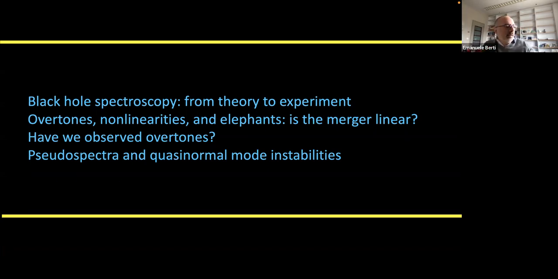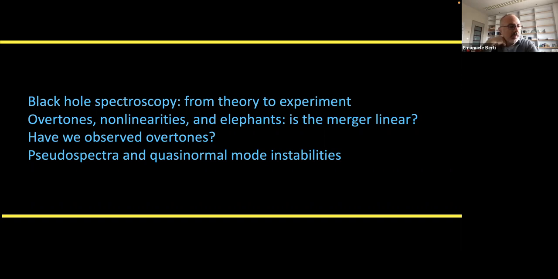These issues are related with the role of overtones, whether we can extract them reliably from numerical relativity waveforms, whether nonlinearities play a role in the merger at all. It has been questioned, and I will argue that I do still think that they do play an important role. And the elephant refers to the question whether we are abusing linear theory in fitting merger waveforms with linear black hole perturbation theory.